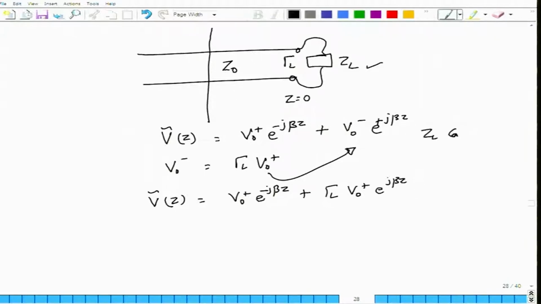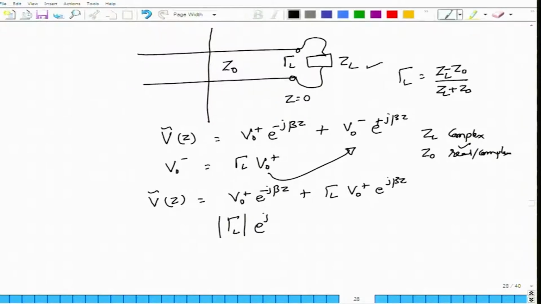If ZL is complex, that is it will have both resistive and reactive components, then ZL and Z0, which could be real or it could also be complex, but in this case we are only considering real Z0, the reflection coefficient gamma L will definitely be complex because ZL is complex. And just to refresh your memory, gamma L is nothing but ZL minus Z0 divided by ZL plus Z0. So, this gamma L will also be complex. Any complex number can be represented or written in the polar form by giving its magnitude and the phase angle, which I will call phi L.